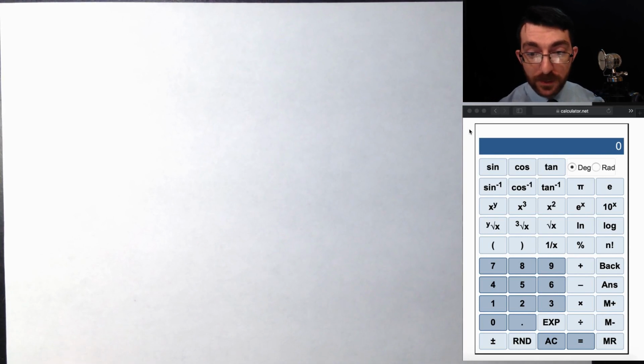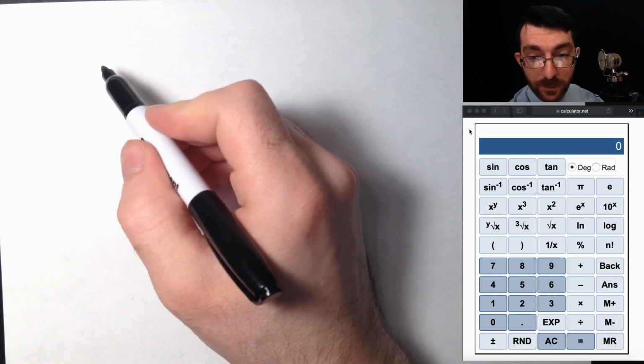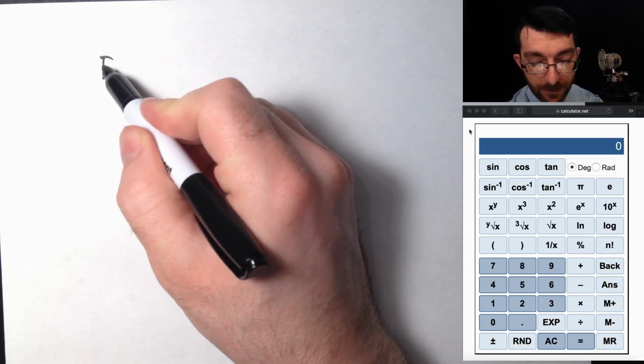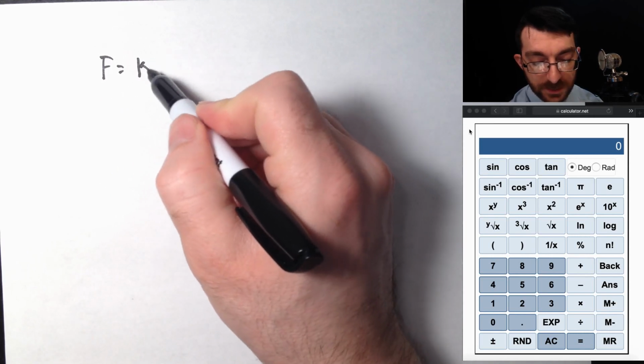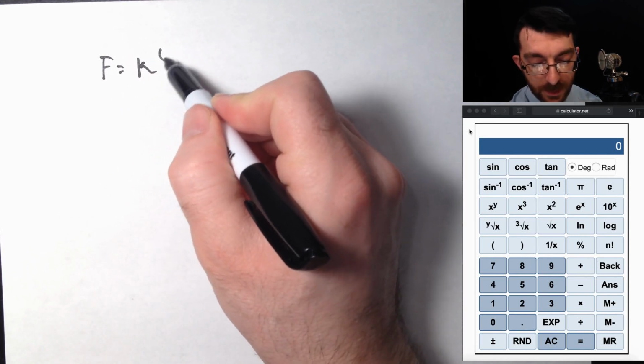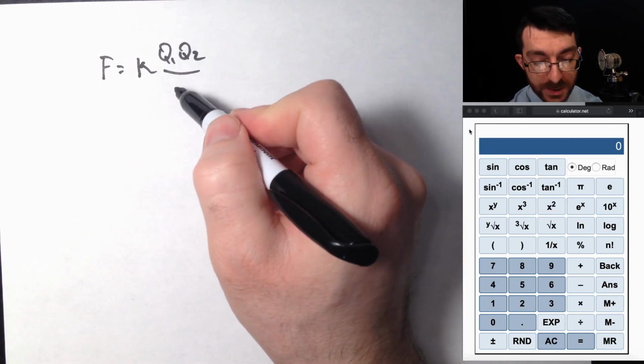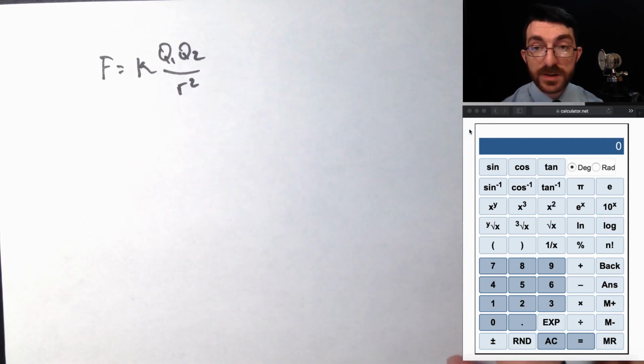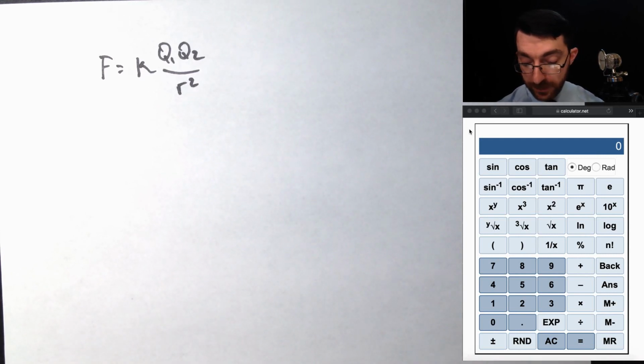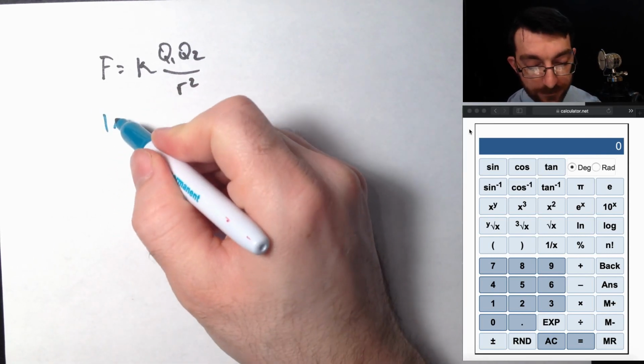So let me remind you of Coulomb's law, which we were doing a couple weeks ago, in which force is equal to a constant times two charges, the product of those charges, over the square of the distance separating them. This right here is a good example of what is called an inverse square law.